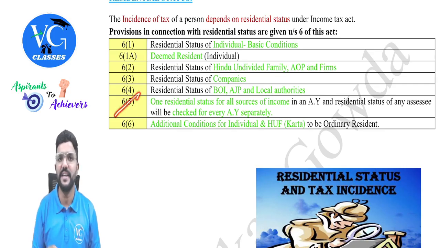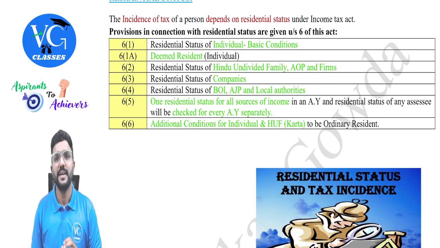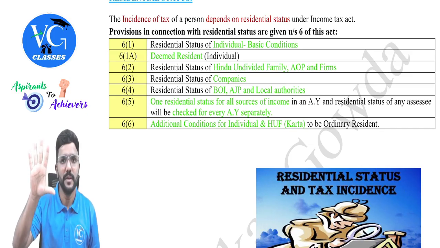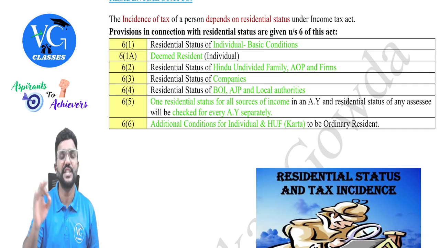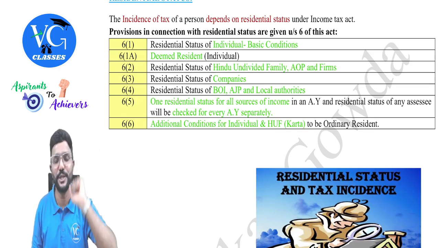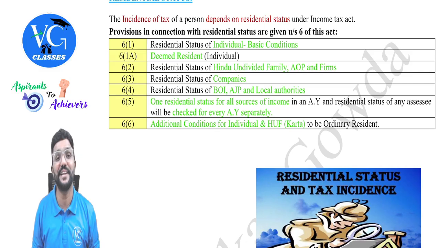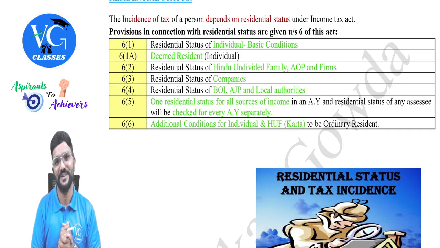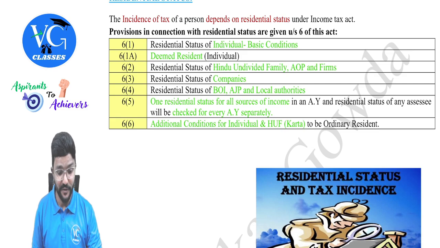Then the last one, that is 6.5. 6.6 I already covered. So 6.5. Guys, they are telling one residential status for all sources of income and one residential status for each and every year. Should we check the residential status for each and every year? Yes. Now assume I have income under all the 5 heads of income. The residential status will remain same for each head of income, guys. So they are telling one residential status for all sources of income. Yes, easy to remember. So totally how many heads of income are there under the Income Tax Act? Totally 5. So section 6 subsection 5. Hope it was helpful for you. And if you can remember without shortcut also, that would be great, guys.